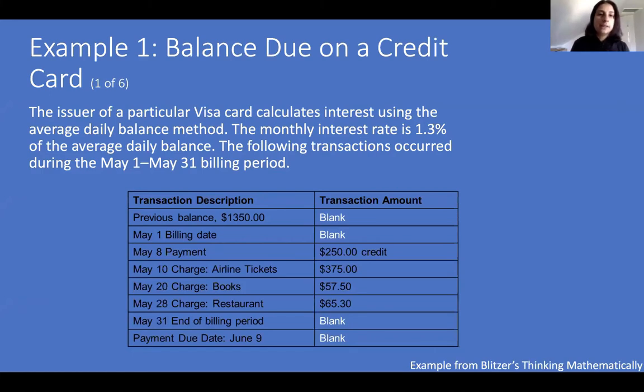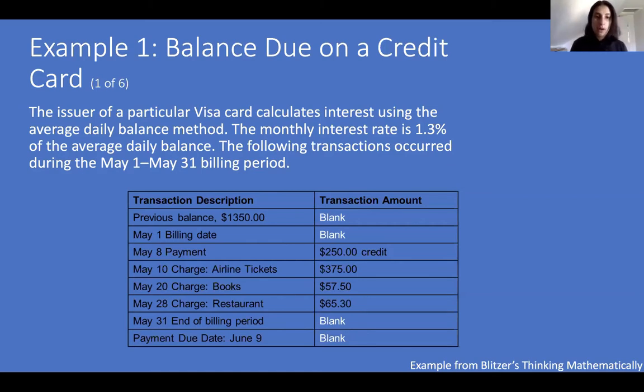So let's look at an example. For the balance due on a credit card, we have a particular Visa that calculates interest using the average daily balance method. The monthly interest rate is 1.3% of the average daily balance. The following transactions occurred during the May 1st to May 31st billing period. So let's have a look.